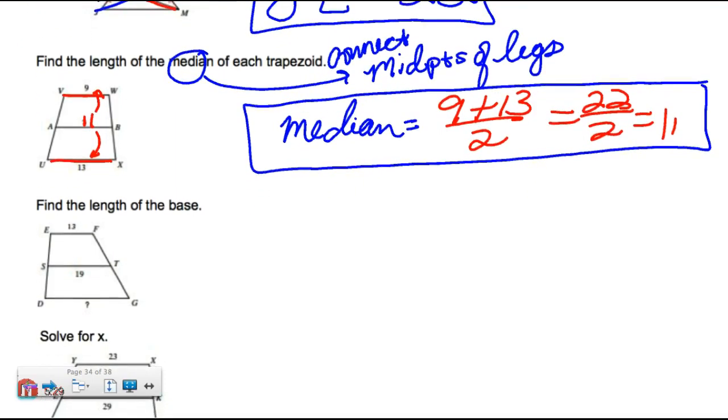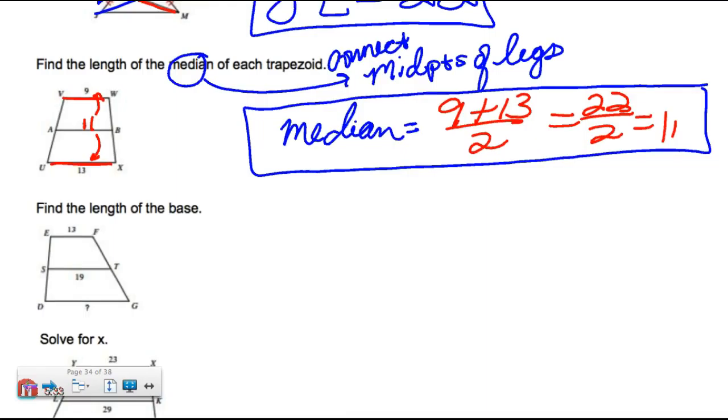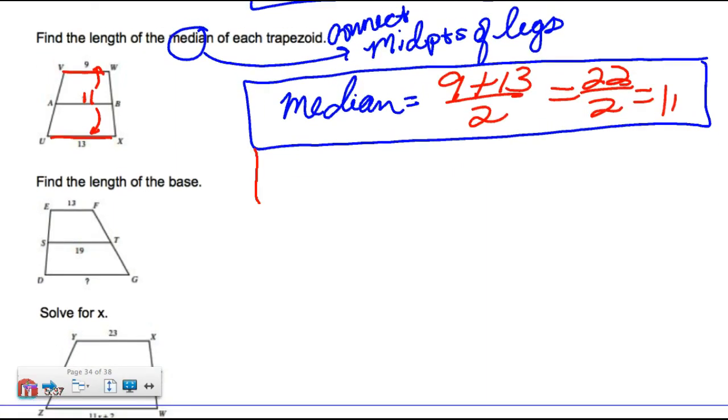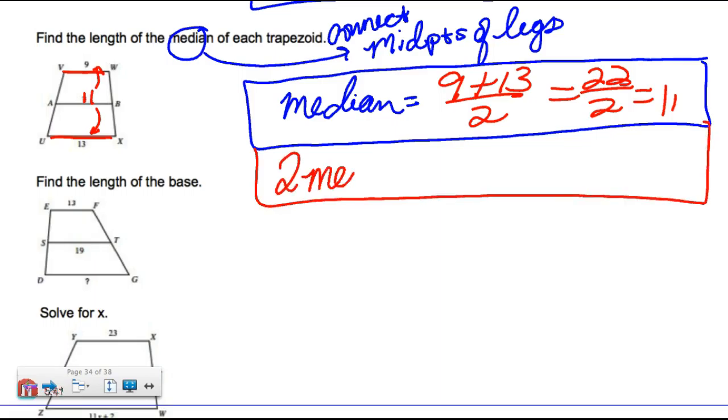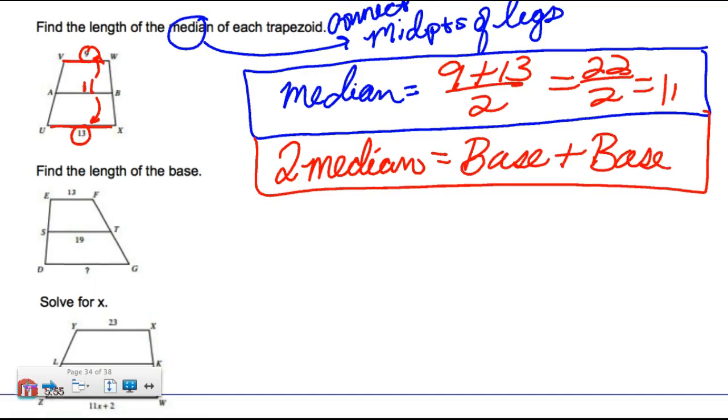But either way, the median is equal to the average of the other two lengths. Sometimes it's easiest to think of that twice. Let's write another little sub thing here. Twice the median equals the sum of these two, which might be easier to think of. It equals base plus base. And I'm trying to do this without variables because I think that clouds the issue here.